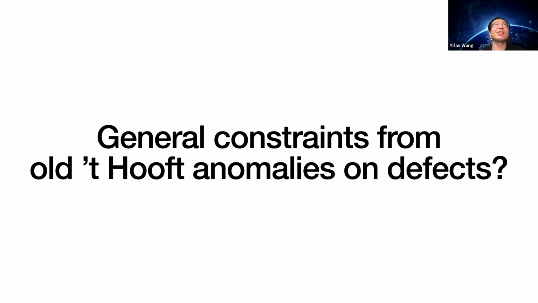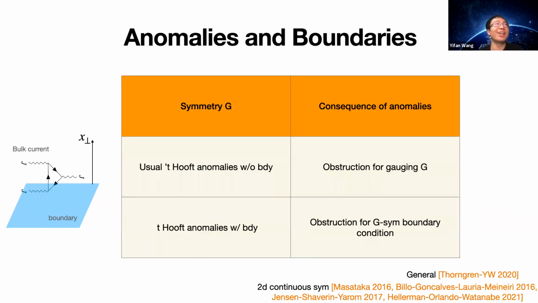Just to remind you again, sorry for the naming, imagine you have a theory with a symmetry G. The presence of usual 't Hooft anomalies, say in the absence of a boundary, corresponding to this triangle diagram, implies that there's an obstruction to gauging the symmetry G.